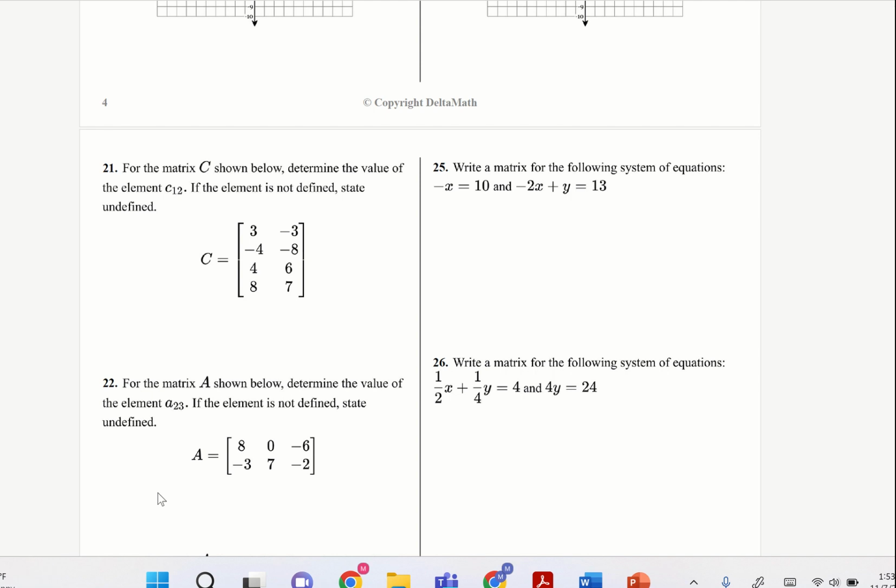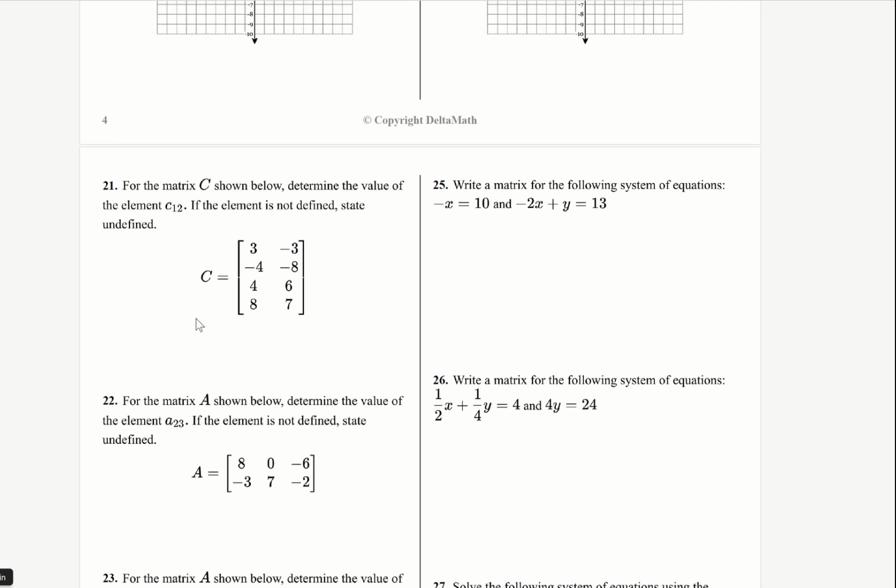Okay, this is looking at stuff using matrices. So what this is telling us for matrix C, tell us the matrix element for C1,2. The 1 tells us the row. The 2 tells us the column. So row 1, column 2 is -3. So you would say C1,2 is -3.